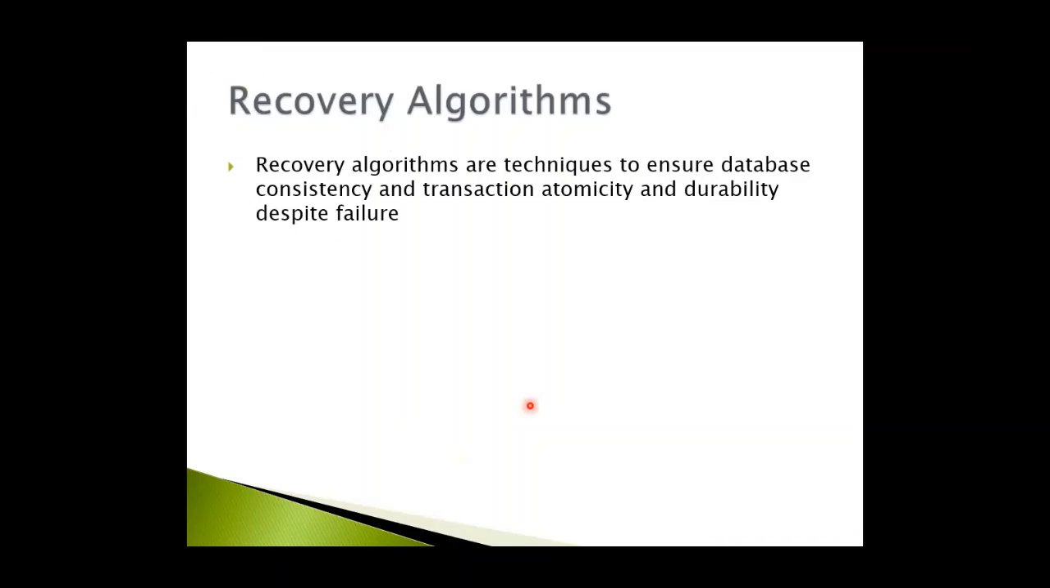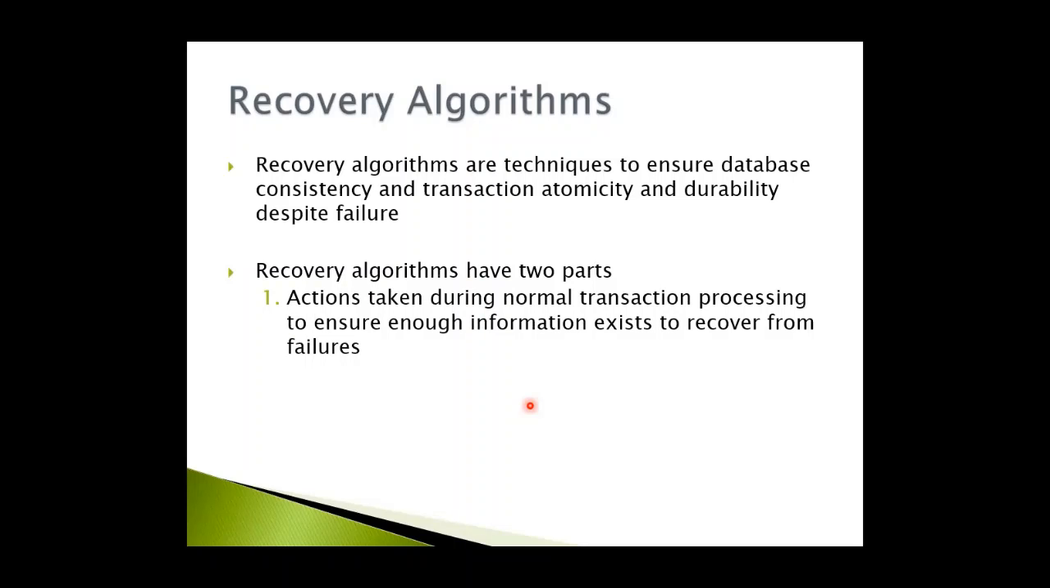So, what are recovery algorithms? Recovery algorithms are the techniques used to ensure database consistency, transaction atomicity, and durability despite failure. There are three major ACID properties listed here: consistency, atomicity, and durability. In one of my video lectures, we talked about the ACID properties of a transaction. So these recovery algorithms are typically used to preserve these three major properties of a transaction: consistency, atomicity, and durability.